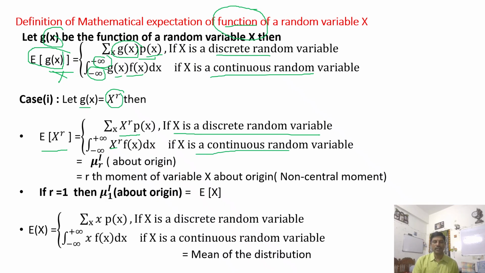Now this is also called mu r. So this is x to the power of r minus 0. So this is called the moment about origin. If we move to the generalization of expectation, the definition is like this.